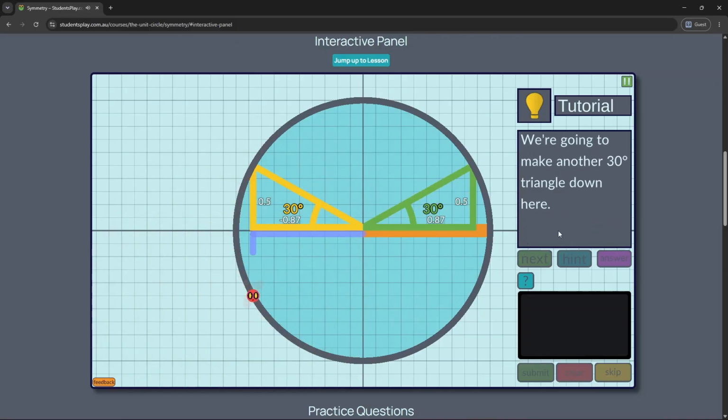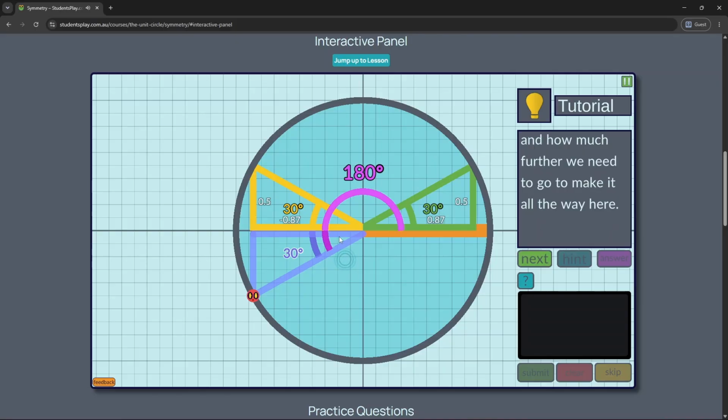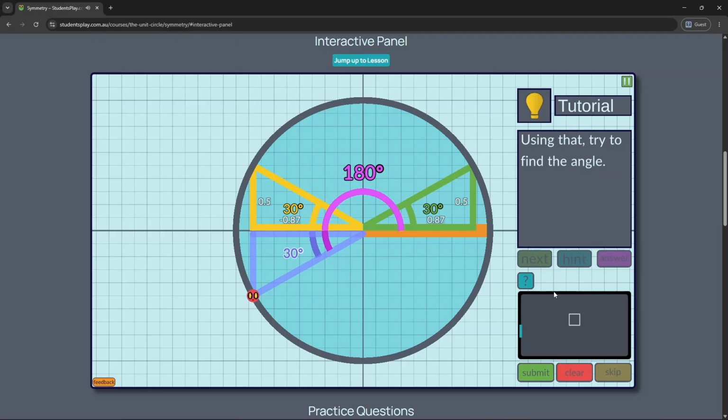We're going to make another 30-degree triangle down here. Let's work out what main angle we need to make this triangle. How far do we have to rotate? That part will be 180. How much further we need to go to make it all the way here? So 180, and then an extra 30 would be 210.